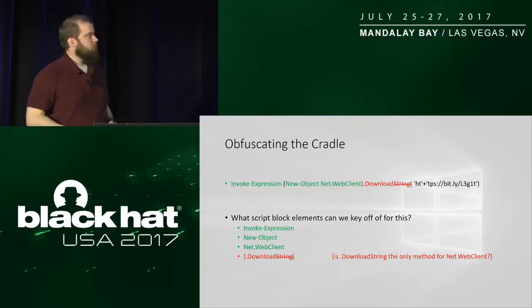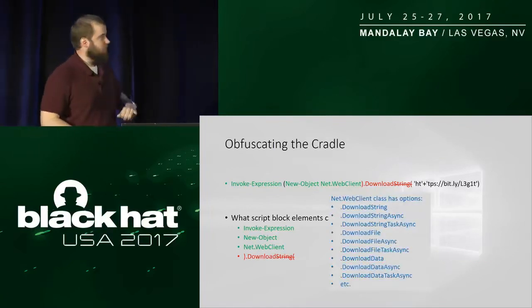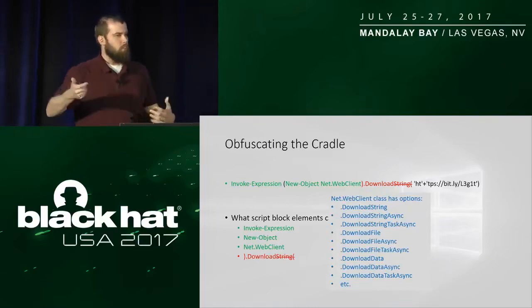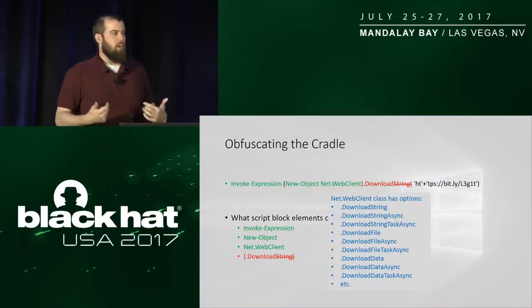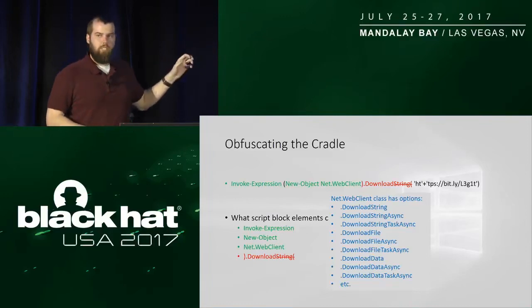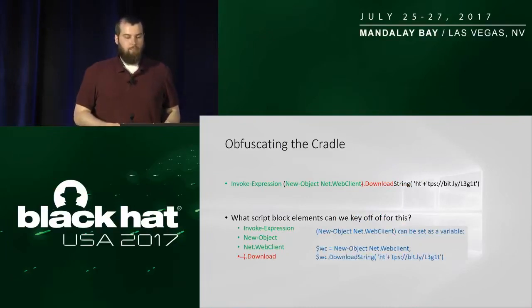So if you'll notice with download string, before we even apply any kind of syntax obfuscation, download string is just a method to the net.webClient class. But there's a lot of methods. In fact, here's just a partial list here. So the main ones I would say to definitely keep in mind are download string, download file, and download data. Download file will download to disk. Download data will return a byte array. So maybe we can just cover all of these by saying instead of looking for .download string, let's just look for .download.